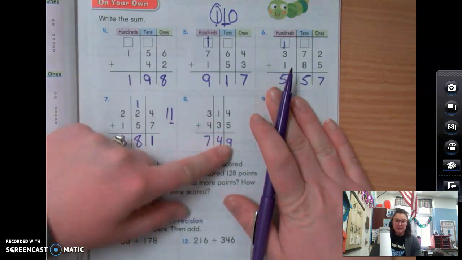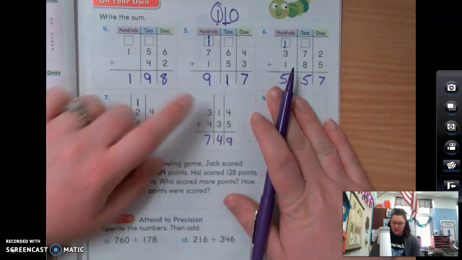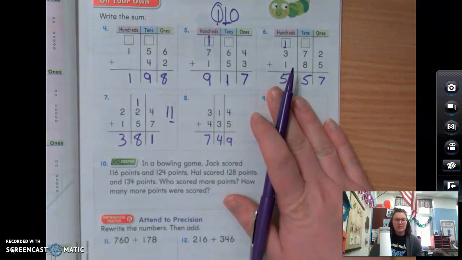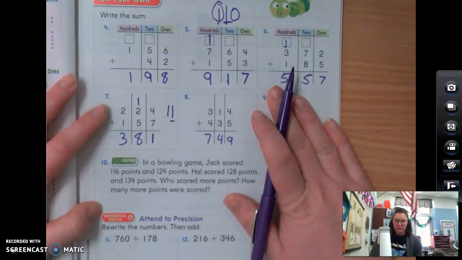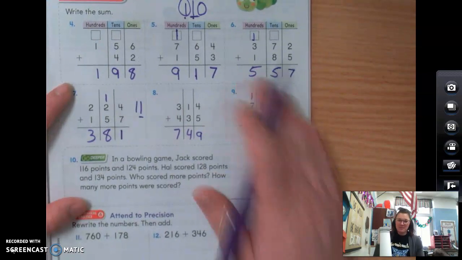All right, and number 8, I added up my ones. 4 plus 5 is 9. 10, 1 plus 3 is 4. Hundreds, 3 plus 4 is 7. 749. No regrouping. When there's no regrouping, it's no problem.